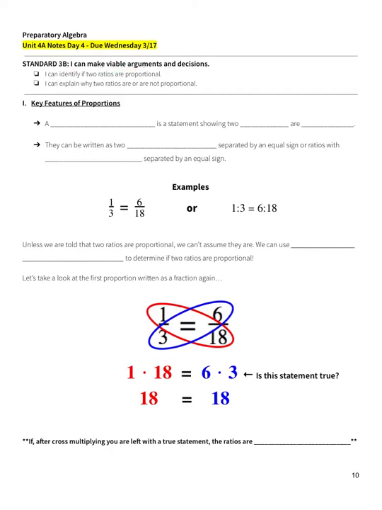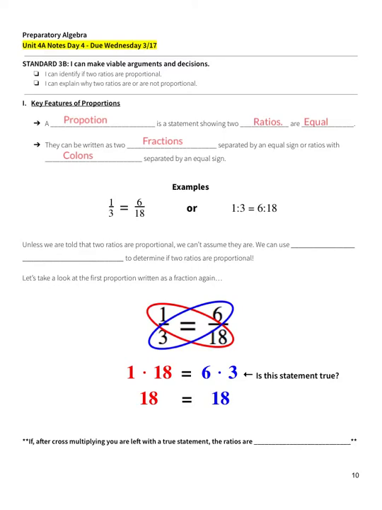and decisions. So a proportion is a statement showing two ratios that are equal. Okay, so make sure that you have this first line in your notes. A proportion is a statement showing two ratios are equal, and they can be written as two fractions separated by an equal sign or as ratios with colons.